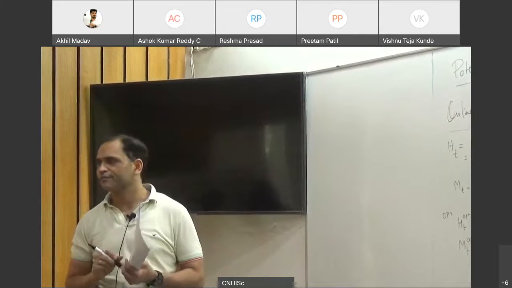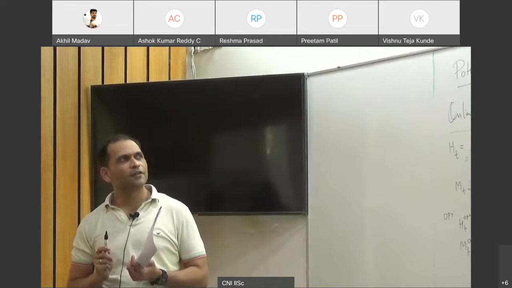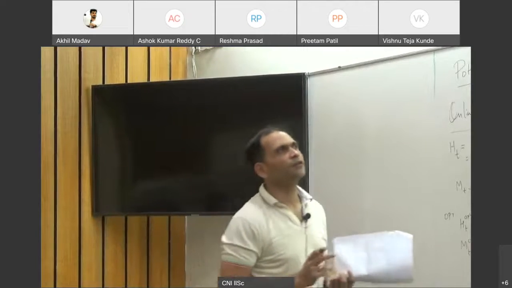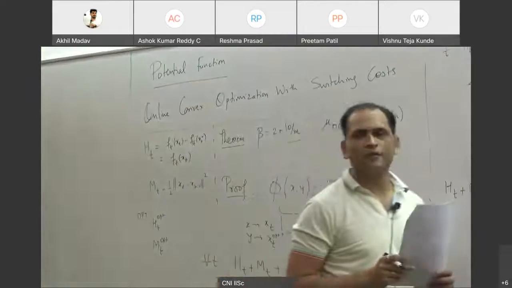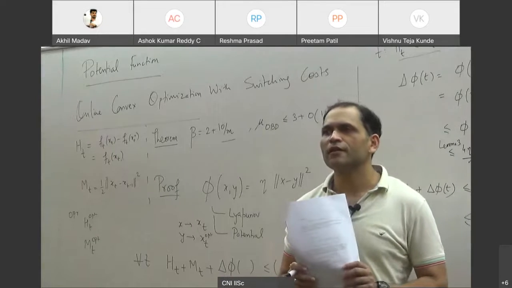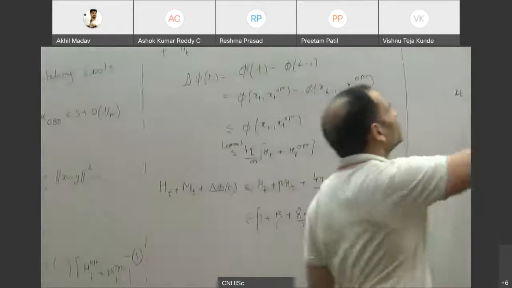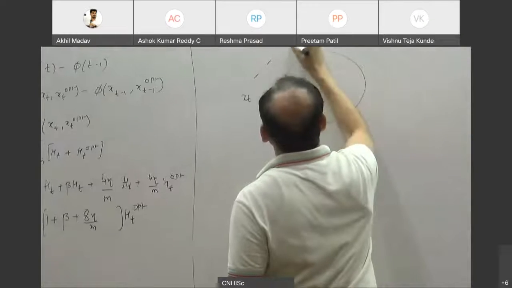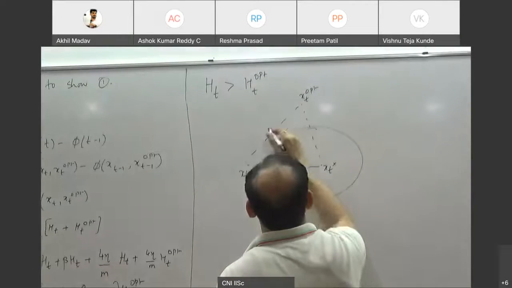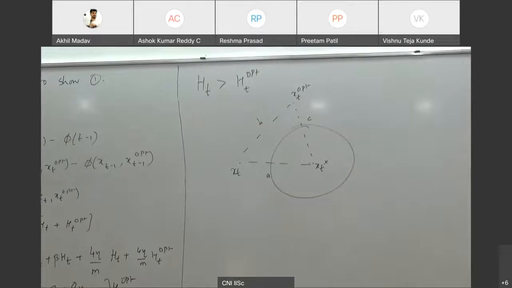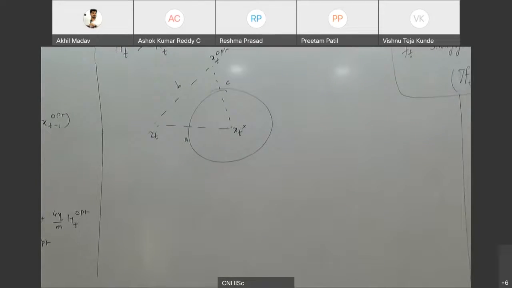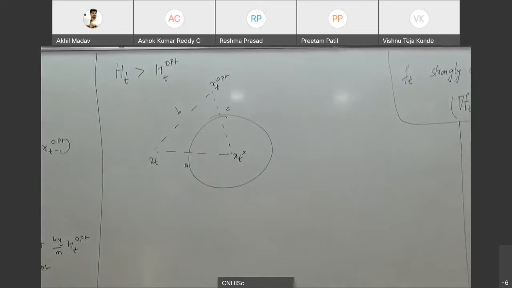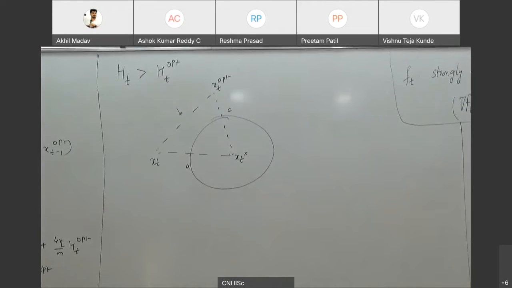XT will be further. Yes. Then XT. Okay. From XT, a format triangle. One more format triangle. We'll call this XT and B. See, at XT star, FT of XT star is 0. That much we know. And HT of PT is less than HT. That's also what we know. What can I say about XT, XT star and XT of PT? That's all you get.